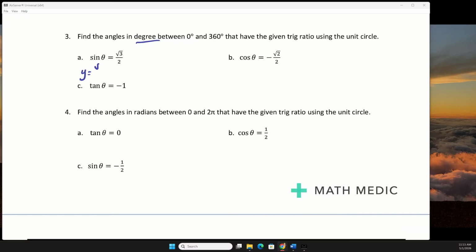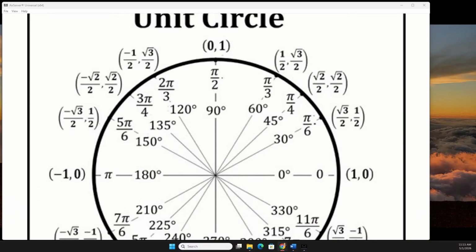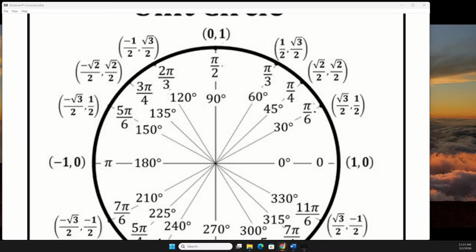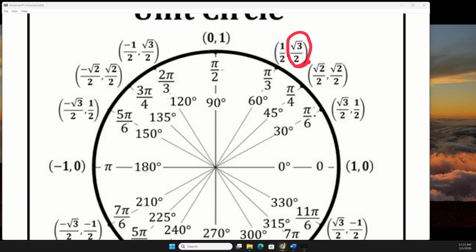So what we're going to do is look through the unit circle and see what angles have a y coordinate that is the square root of 3 over 2. As I look at this, I can see here the y coordinate is the square root of 3 over 2. So one of the answers is going to be 60 degrees. This one also has a y coordinate that's the square root of 3 over 2. So one of the answers is going to be 120 degrees.